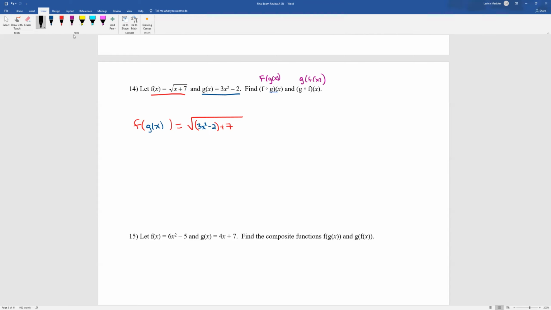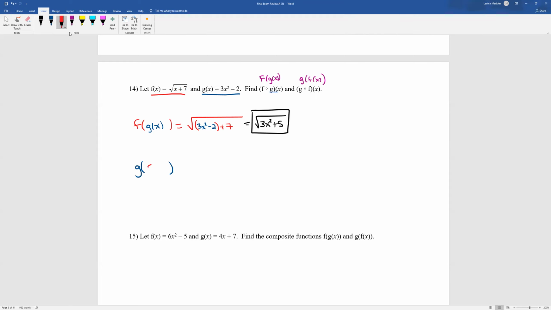Once you've got the composition set up, you're just simplifying. So we can just add that 7 and the negative 2 together. Can't do any simplifying here because this is a binomial. You can't take a square root of the individual pieces. So that is the final answer for that way. Then we want to do g of f of x.